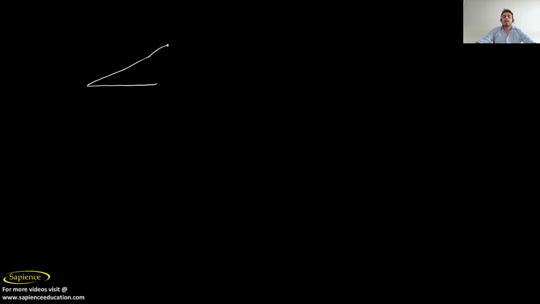a body like this, and another body above it, which is moving in the downward direction. And a force is acting in this direction. So there are two masses, m1 and m2. How will you solve this type of problem?